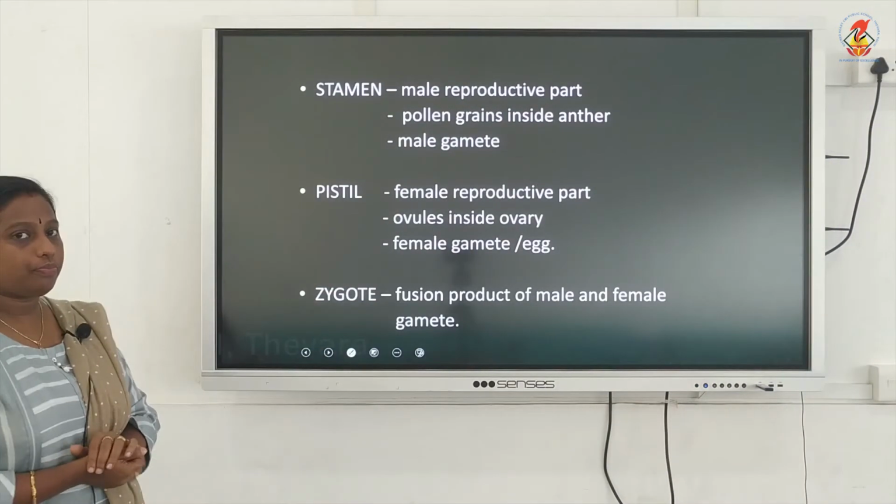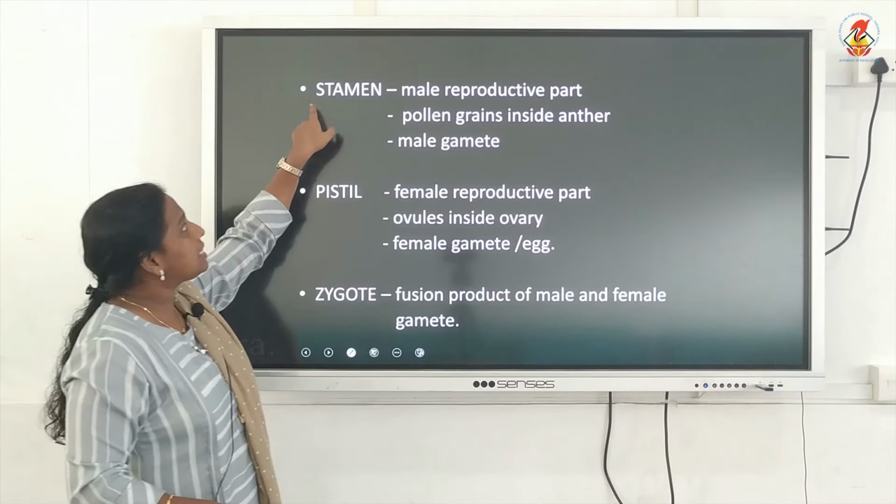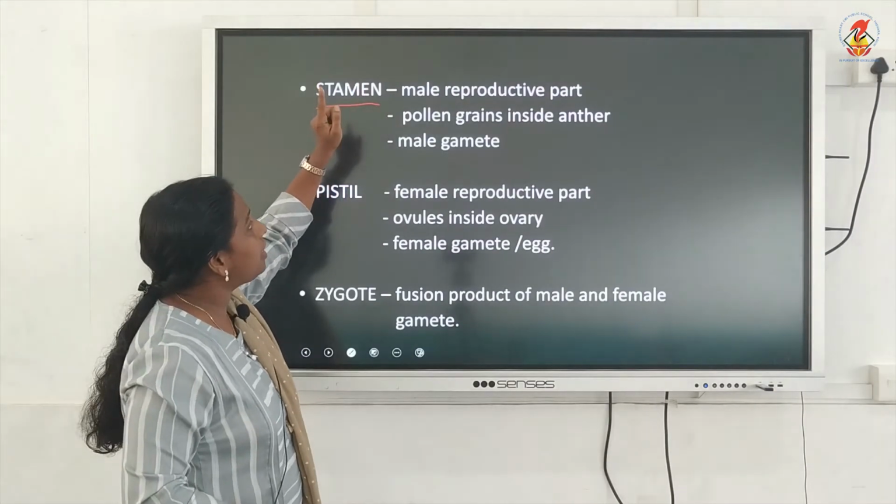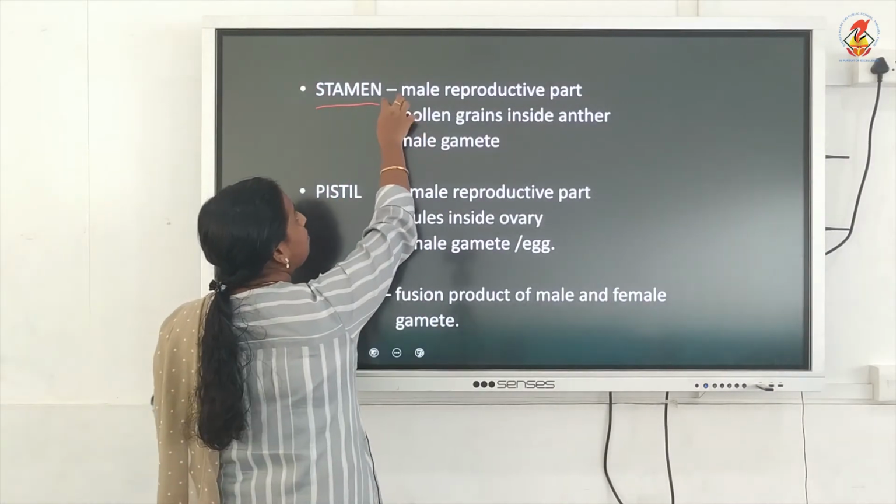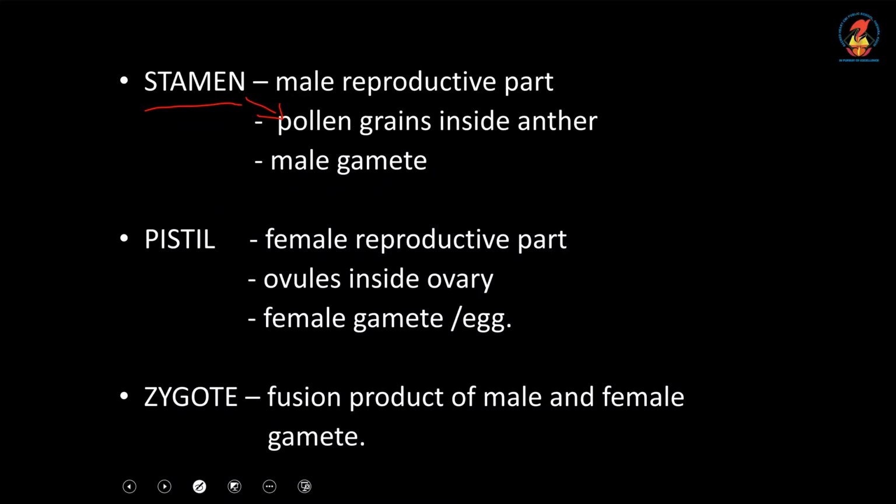So, once more, the same thing is repeated. Stamen is the male reproductive part. Inside the stamen you will get pollen grains. Inside the pollen grain you will get the male gamete. Is that clear? Pistil is the female reproductive part of a flower.